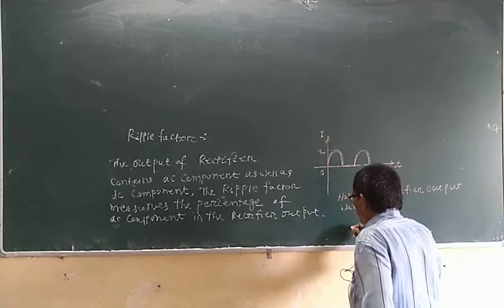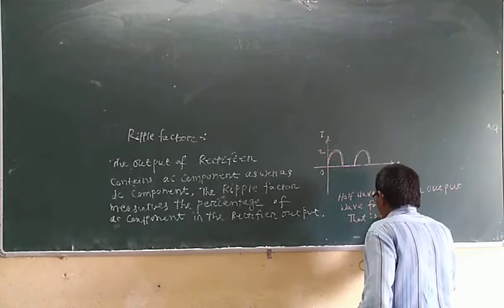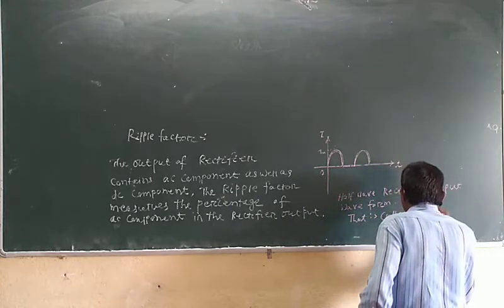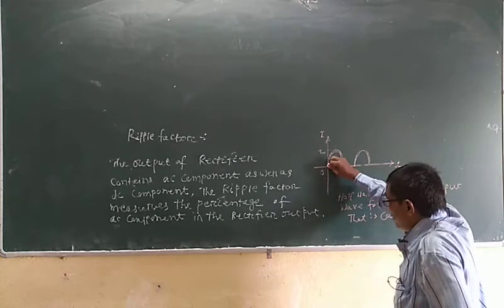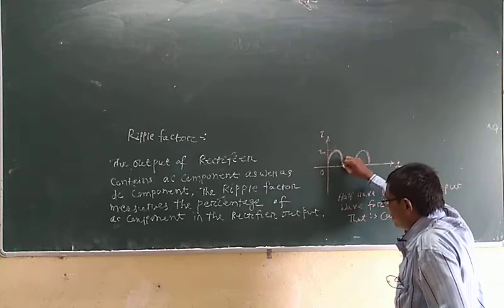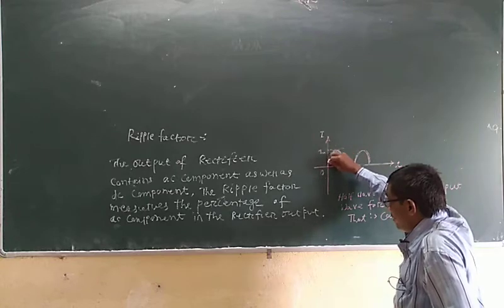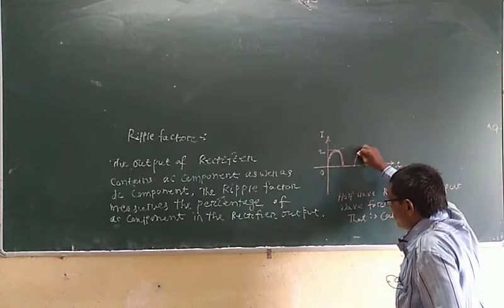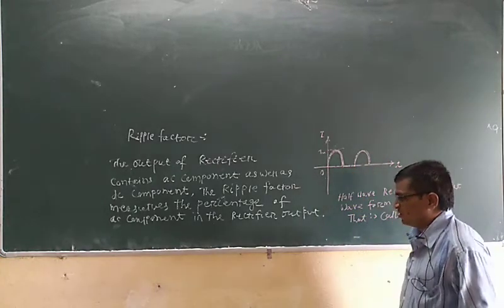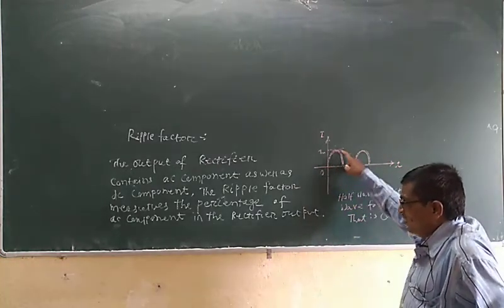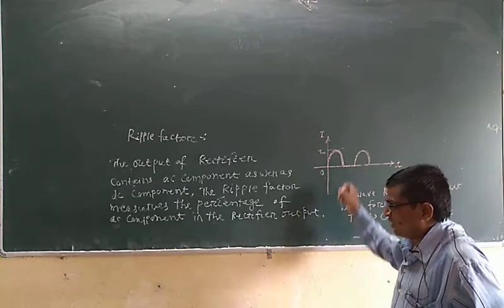So that is called a ripple. It increases, then decreases, then increases and decreases again, that is the AC nature. So both components, AC and also DC, are in this waveform, that is the ripple factor.